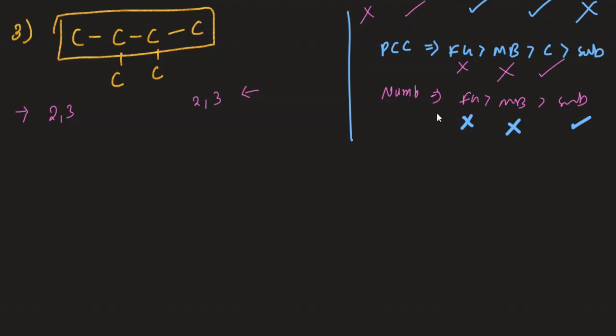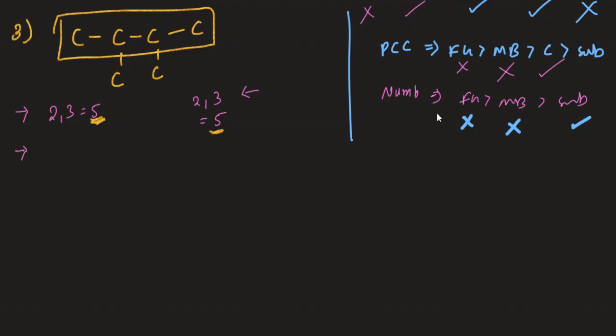So after choosing the parent chain, what is the first step while numbering? Write down the substituent numbers. If I go from left to right, it is 2, 3, and from right to left, it is also 2, 3. If I add both of them, you get 5, right? Whenever the numbers are the same, go for alphabetical order. I'm repeating again: whenever the numbers are the same, you have to check the alphabetical order.